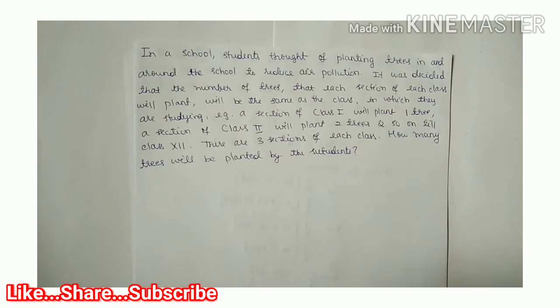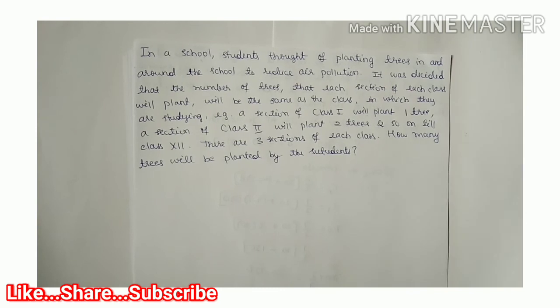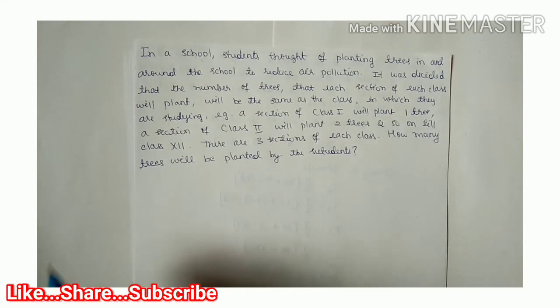Let us read next question. In a school, students thought of planting trees in and around the school to reduce air pollution. It was decided that the number of trees that each section of class will plant will be the same as the class in which they are studying. For example, a section of class first will plant 1 tree, a section of class second will plant 2 trees, and so on till class 12. There are 3 sections of each class. How many trees will be planted by the students? Let us solve this.